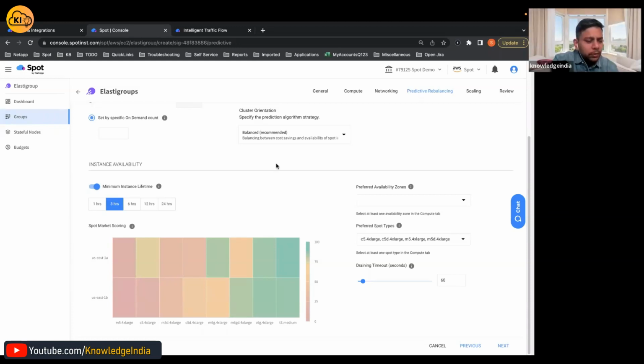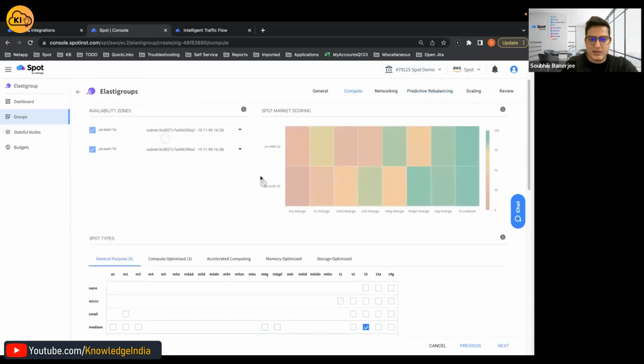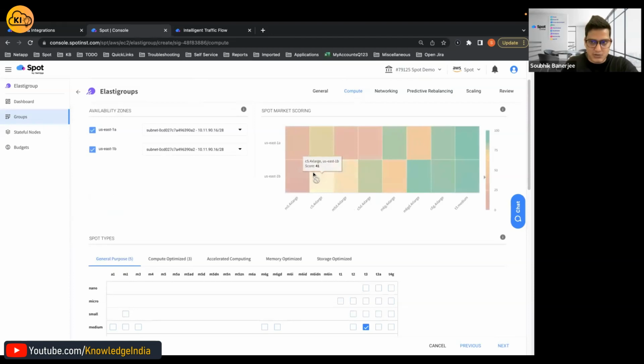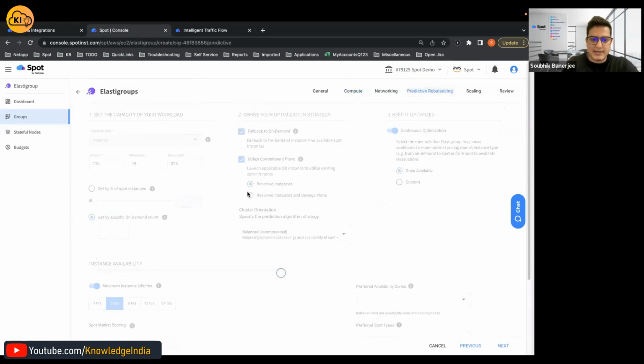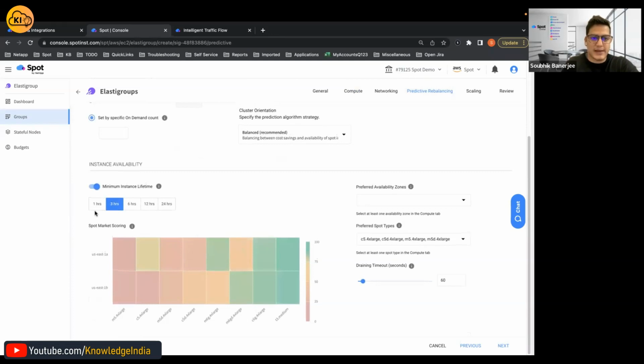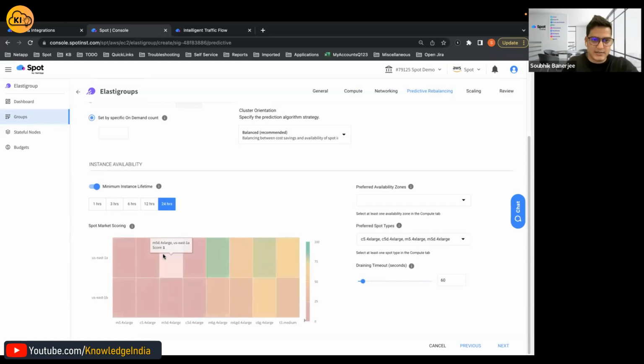I'm just getting a small confusion. In the compute tab also we were seeing a heat map. Here also we are seeing the heat map. What is the difference between the two? What are we selecting differently here and there? That's a great question. The difference is the minimum instance lifetime. If you go to the compute tab, you see there is no time there. You just select instances and you just see scores. Whereas in predictive rebalancing, the score is based on this time. So if I change 3 hours to 24 hours, you see the scores change.